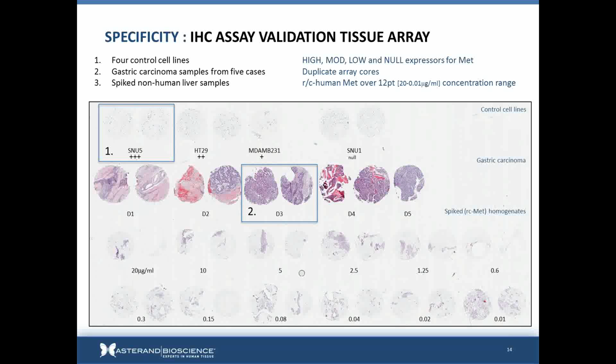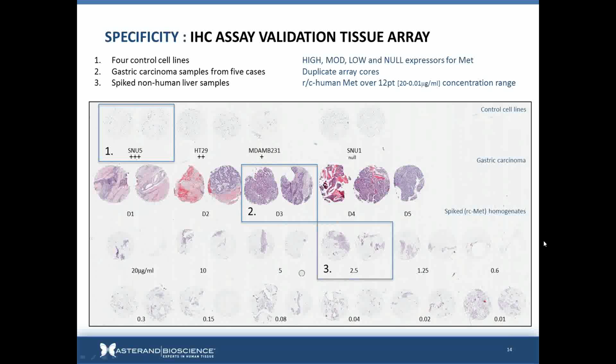Under the cell lines, we have tissue cores from 5 human gastric carcinomas. These are included to provide information on the cellular and subcellular localization of the target protein. For MET, we're expecting to see expression concentrating at the membranes of cancer cells.